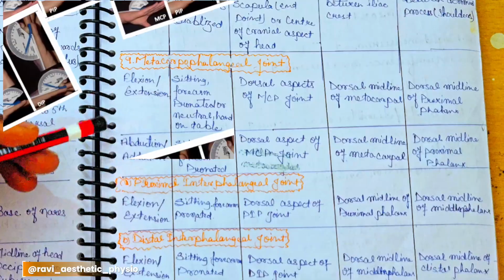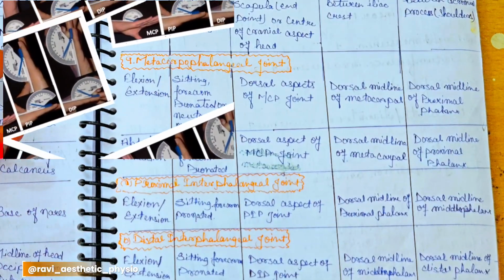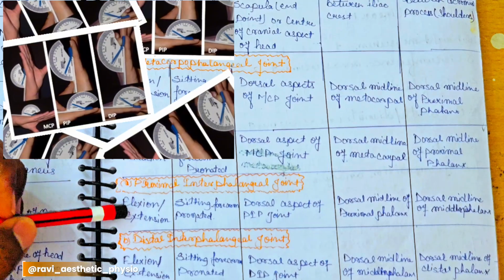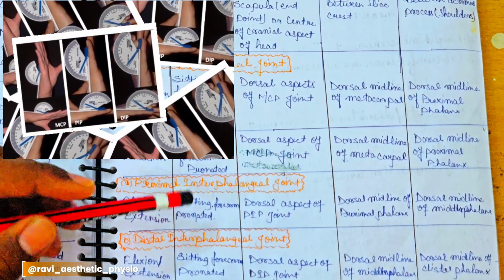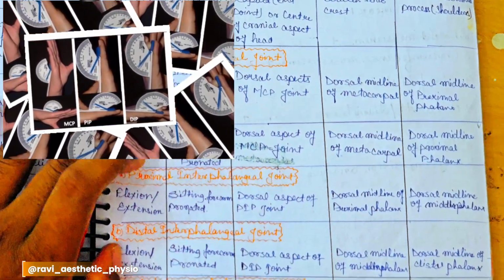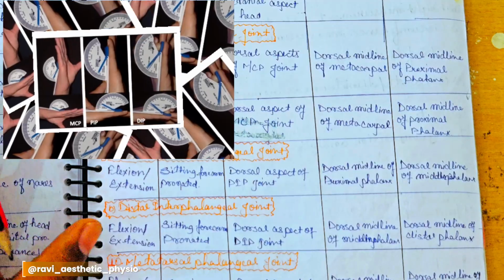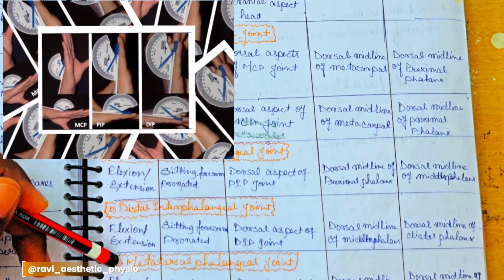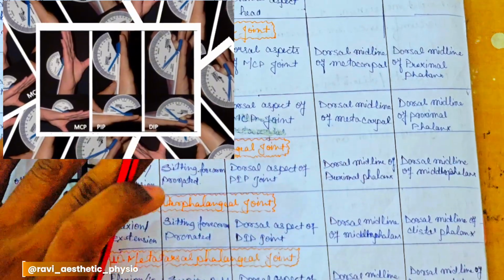Next is the proximal interphalangeal joint. You can easily find it out by your eyes without any goniometer, but you have to take a small goniometer. In flexion extension, patient position is to be sitting. Fulcrum at the dorsal aspect of the proximal interphalangeal joint. Stationary arm is to be the dorsal midline of the proximal phalanx, and movable arm is to be the dorsal midline of the middle phalanx.